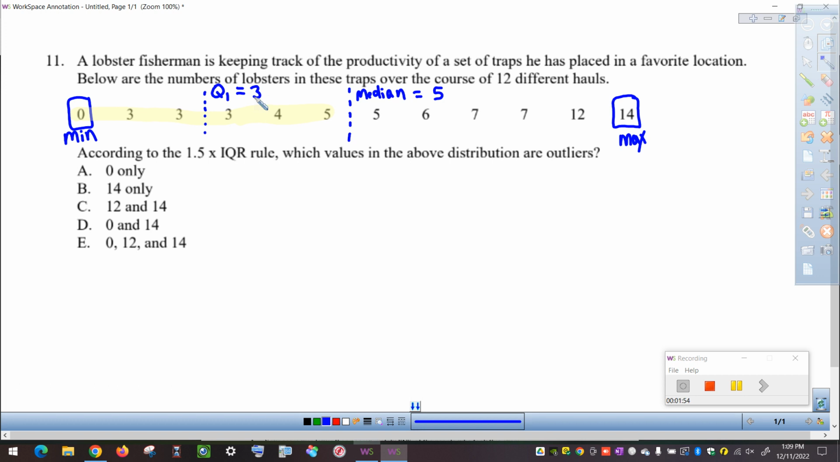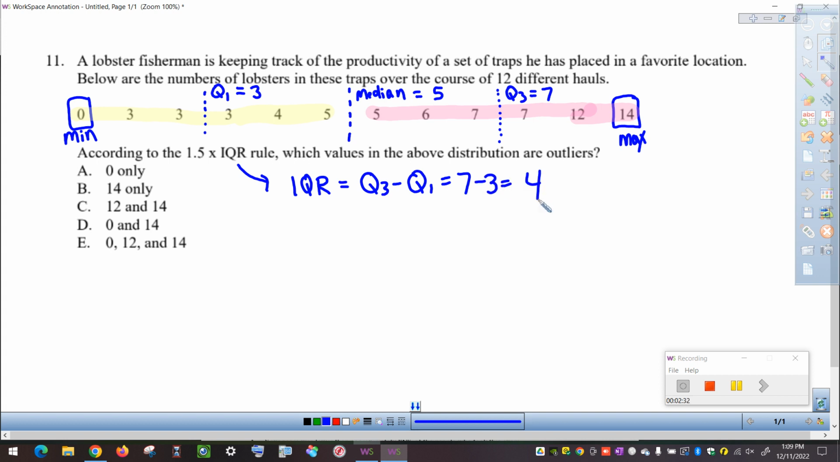Now let's go ahead and identify the upper quartile. The third quartile is the median of the upper half. So the upper half is going to be these 6 values here in pink. And we have 2 numbers in the middle. Again, it looks like they're both 7. So our third quartile is 7. All right, so let's go ahead and identify the IQR. That's something that we're going to need for this calculation. This is going to be Q3 minus Q1. 7 minus 3 gives us an IQR of 4.